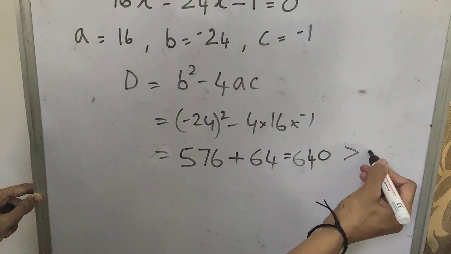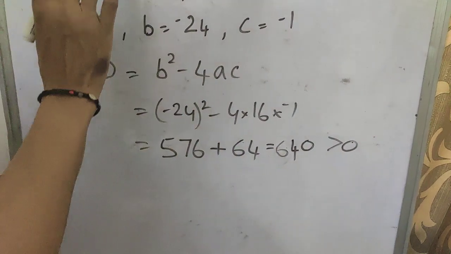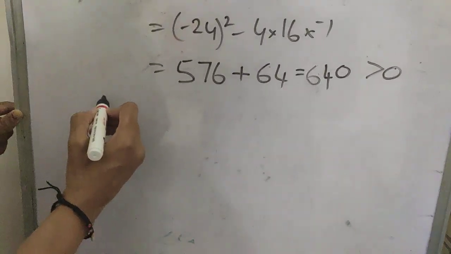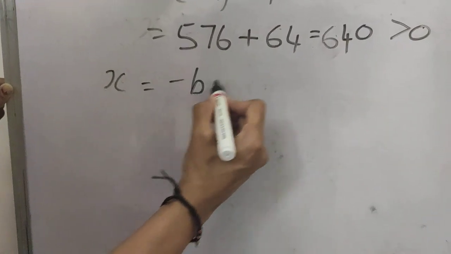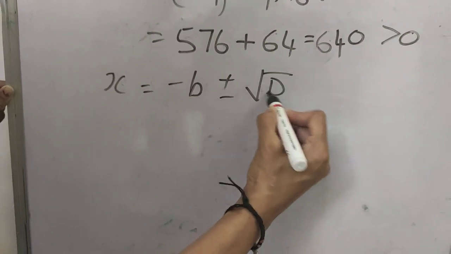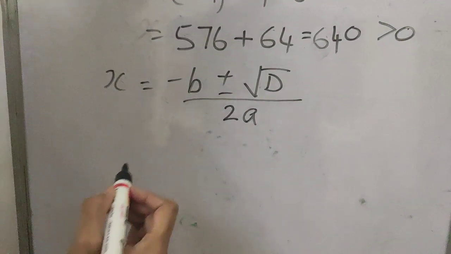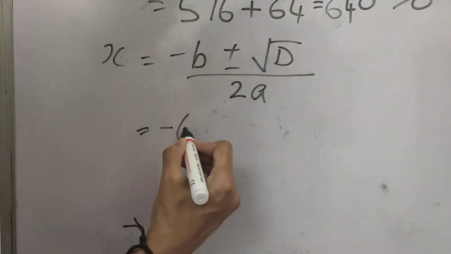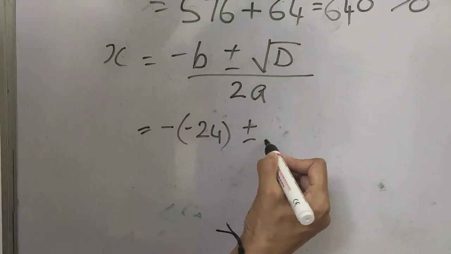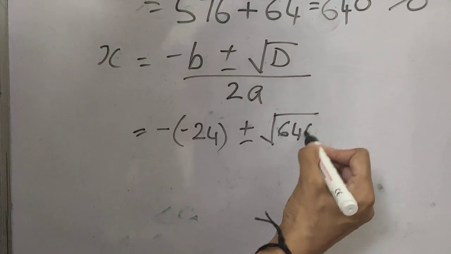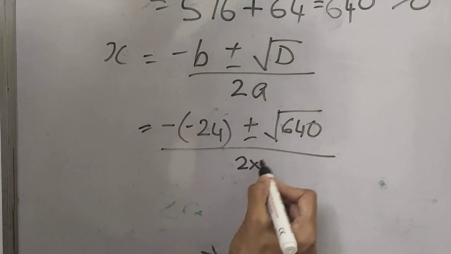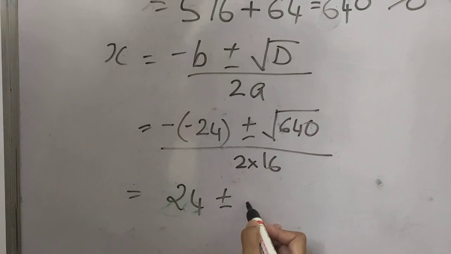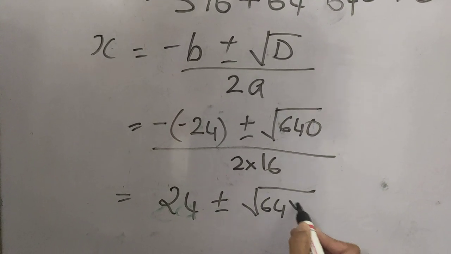Now, is this value greater than 0? Of course, it's greater than 0, isn't it? So, what do you conclude? That this equation has real roots. Now, we are going to find the real roots. Directly, let us write the formula. x is minus b plus or minus root d by 2a. Now, if you see, minus b means b is minus 24. So, minus b will be minus of minus 24 plus or minus root of 640 by 2 into a, 2 into 16.